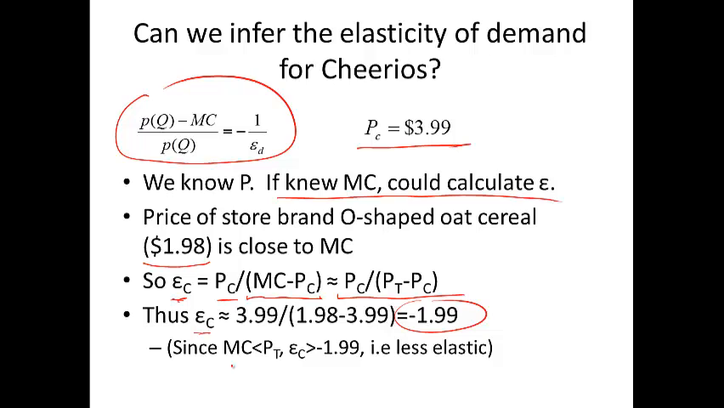Now, since the marginal cost of the store brand is in fact less than the price of the store brand, that means the elasticity of demand is actually greater than minus 1.99, meaning closer to 0, or less elastic.